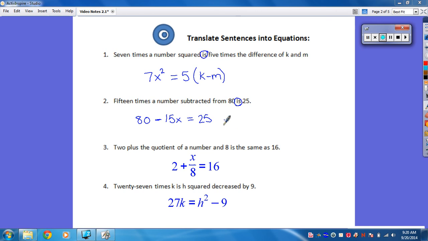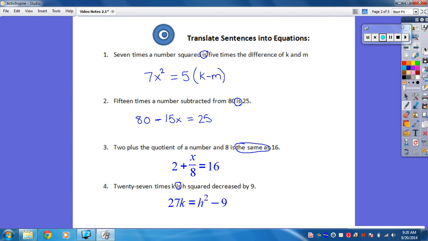Okay, we're back with answers. Hopefully yours match mine. Okay, here the phrase that we use for the equal sign, the same as. Alright, so 2 plus the quotient of a number and 8. Remember, quotient means division, and you need to be writing it like this, not with the old division sign from elementary school. Okay, is the same as or equals 16. Okay, here we have 27 times k is h squared decreased by 9. Is my key word there, so 27 times k is on the left, and h squared decreased by 9 goes on the right.